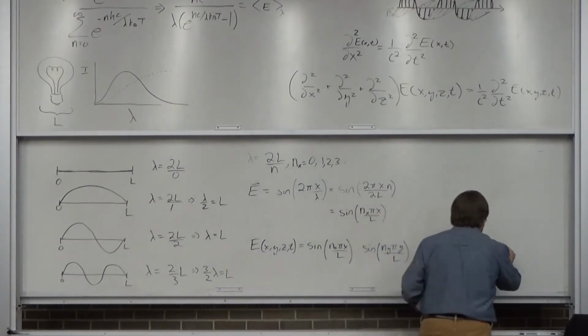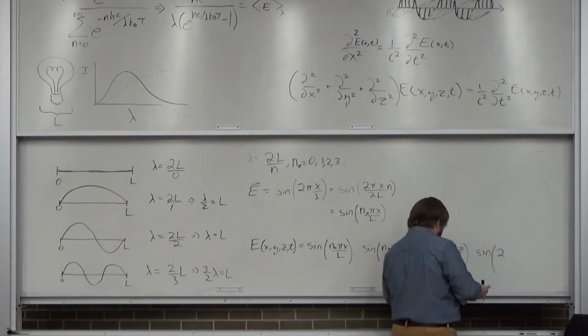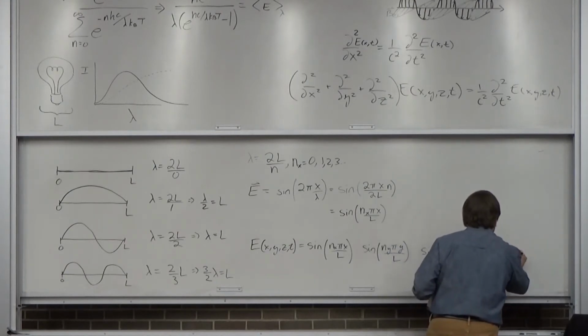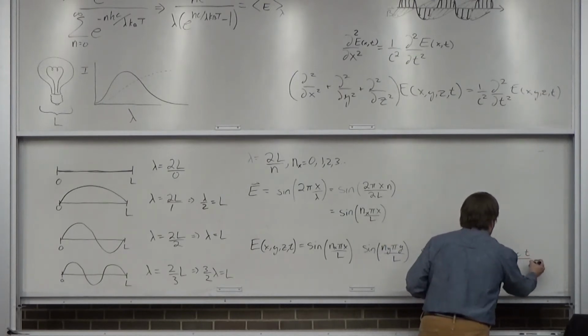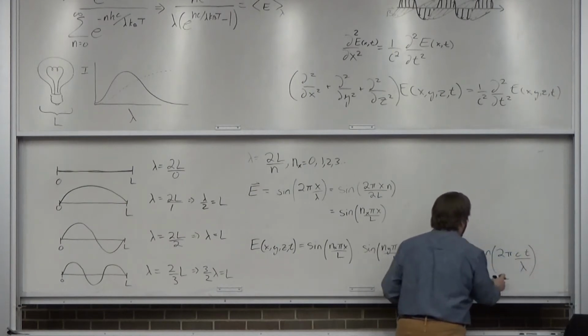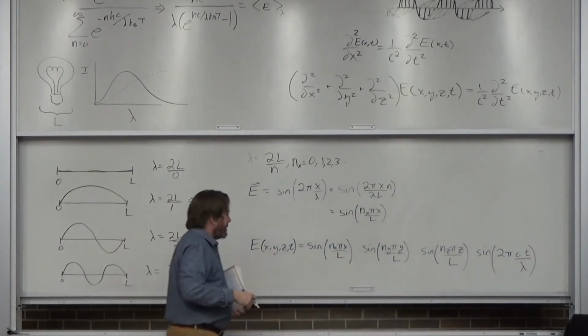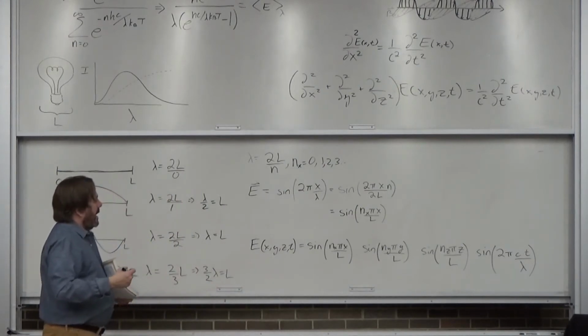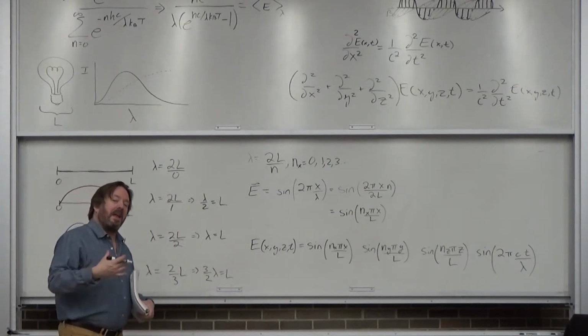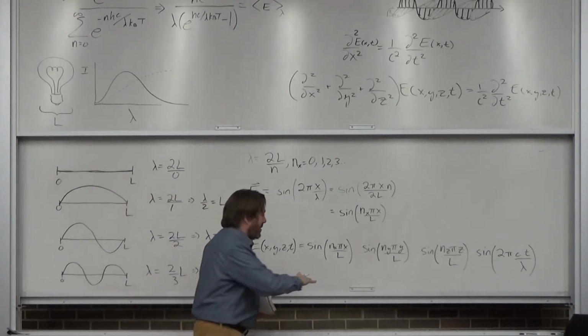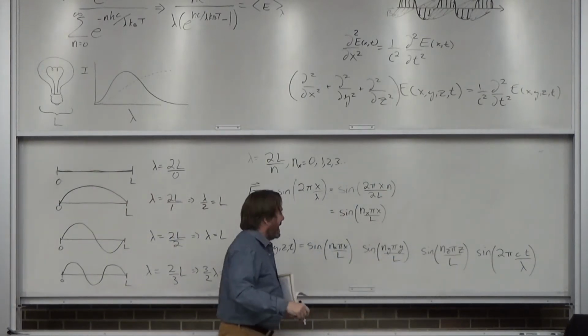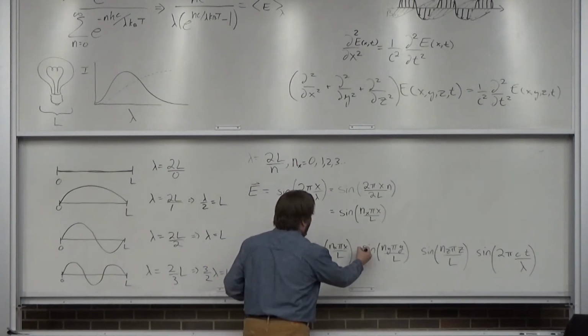But let me just show you what it looks like. I've got to remind myself, 2 pi c times t, which is speed times time, over wavelength, right? Okay, so that's the t one. Again, you're getting more used to equations that just go on and on and on. Now, the question is, do you multiply or add? Which is it?